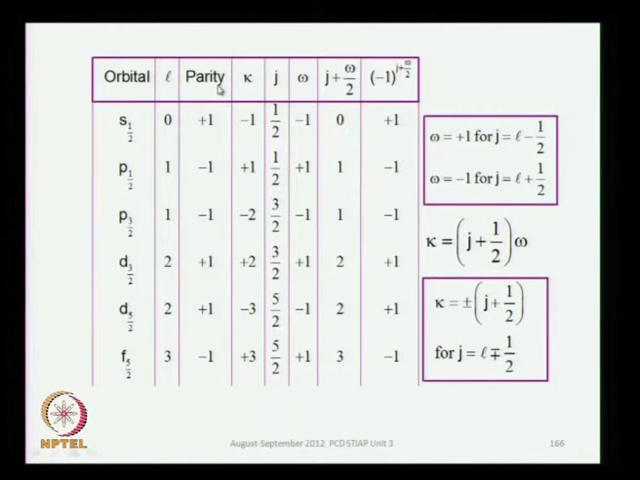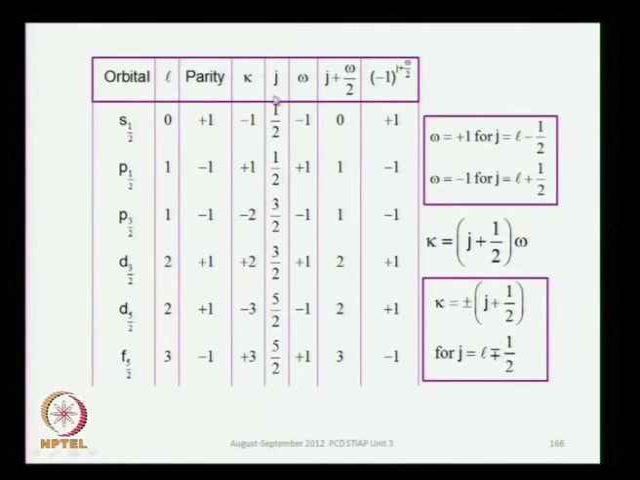Now, parity is plus 1 or minus 1, because parity is defined by this feature, as you will see, because minus 1 to the L is what gives you the non-relativistic parity, right. So, in this case the omega quantum number gives you that information. The j quantum number is here, which is 1/2 for this state, 3/2 for this state and so on, and kappa will be integers, because kappa will be plus or minus j plus 1/2 depending on j being L minus or plus 1/2.